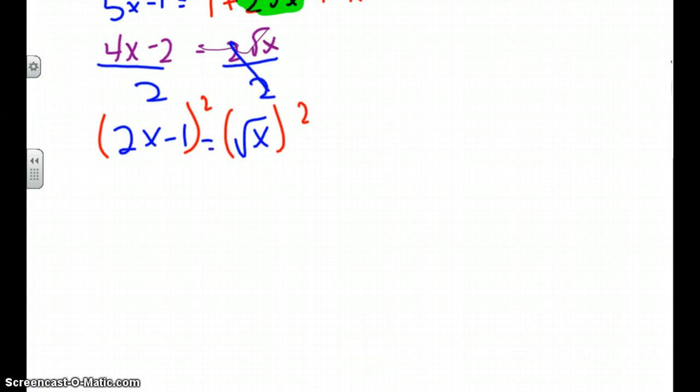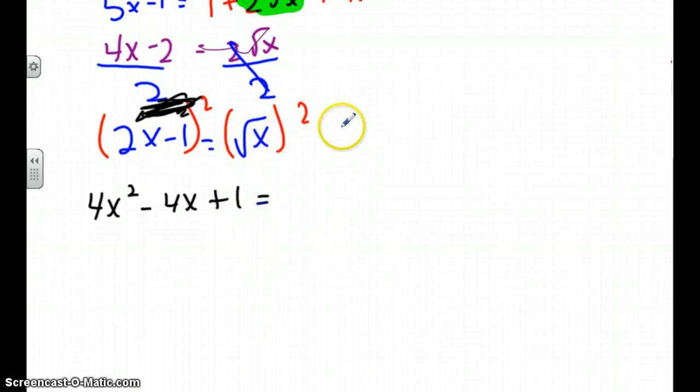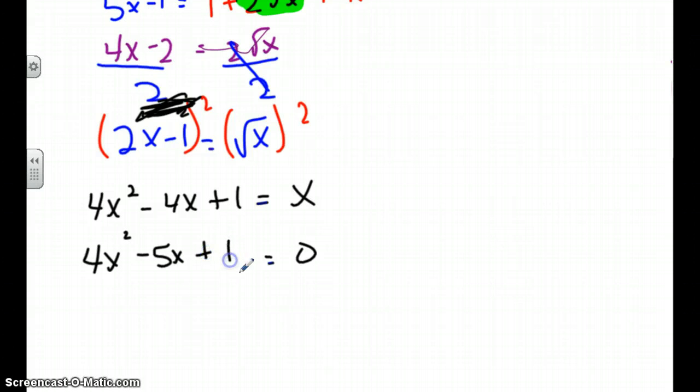So on the left side, I'm going to not distribute. Don't do that. Instead, I'm using my rule, which is square the first, twice the product. Well, the product is negative 2x, so twice that is negative 4x. And then square the last. And then the square root of x squared is just x. So now I'll set it equal to 0. And I will look for factors of 4 and 1 that add up to 5.